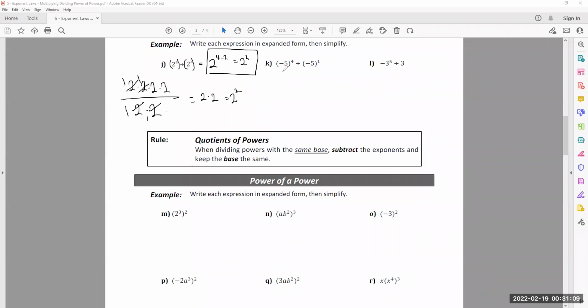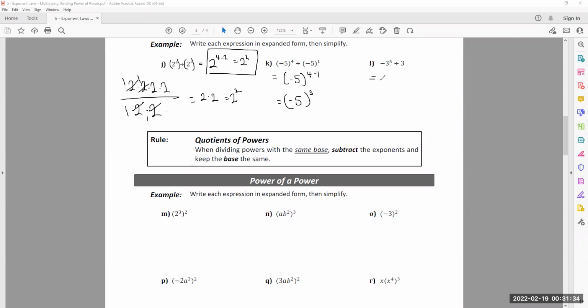Okay. So again, I'm not going to write all of this. Being a mathematician, I'm a little bit lazy. So I notice that the bases are the same, which means all I have to do is take the exponents and subtract. And so the final answer is -5 to the power of 3. Okay. Last one.